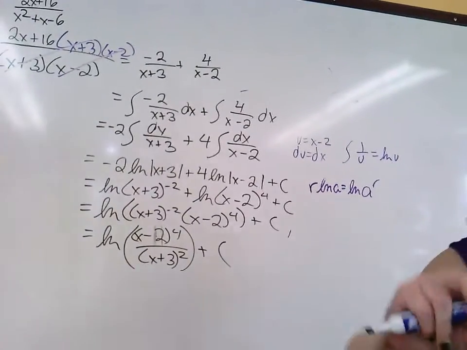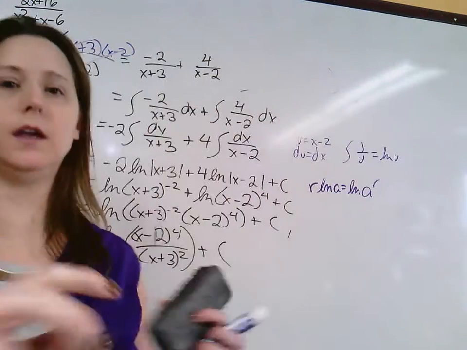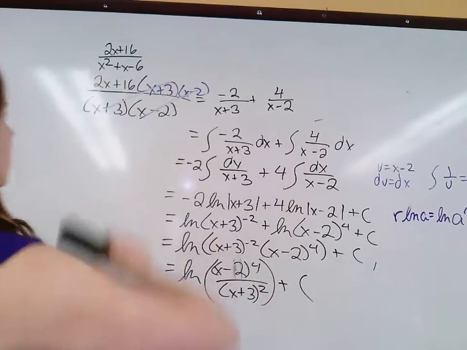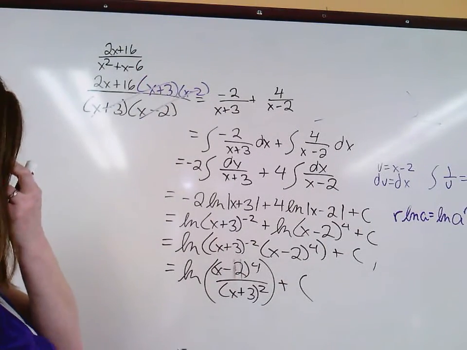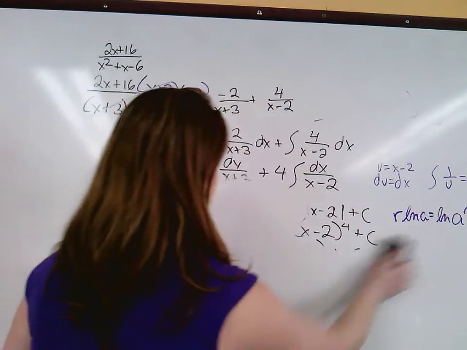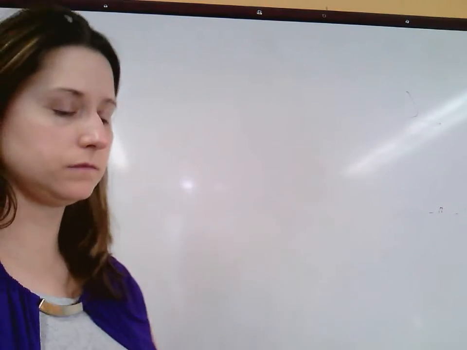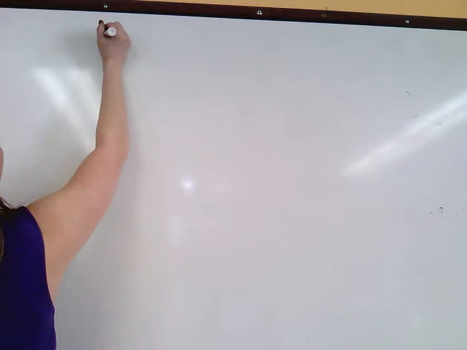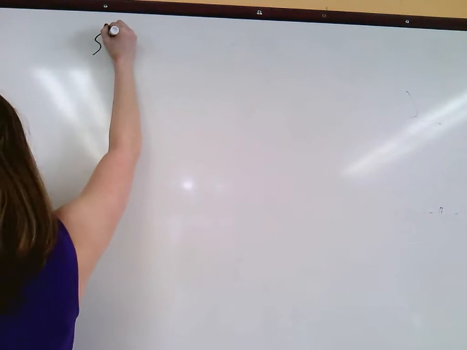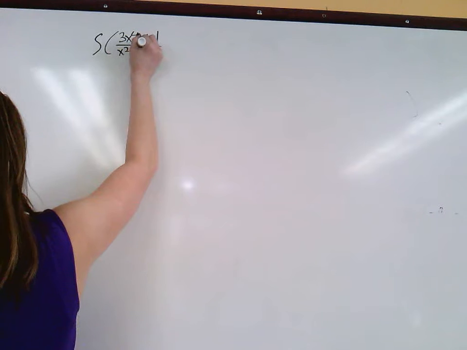Okay, next example. So this example, unlike this one, where the numerator was less than the denominator, on this next one we're going to have the numerator degree greater than the denominator degree. So we're going to be doing long division here. Alright, so we got find the integral of 3x to the 4th plus 1 over x squared minus 1 dx.